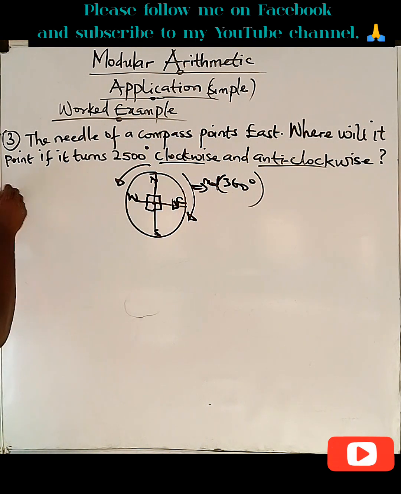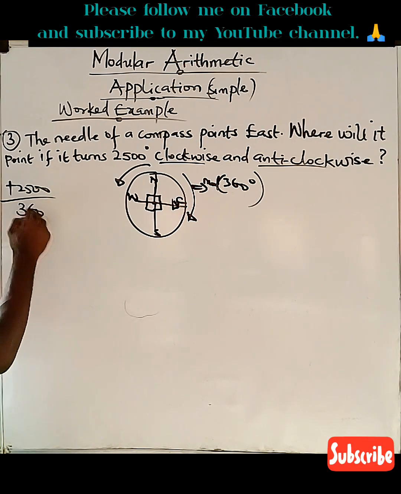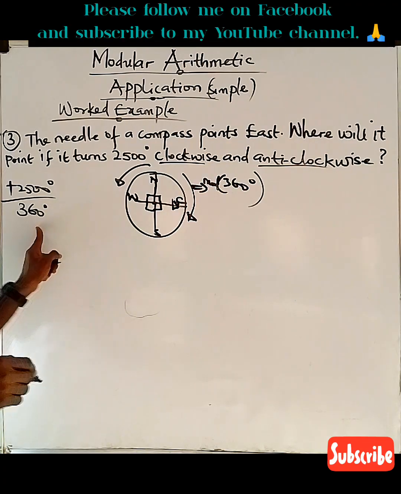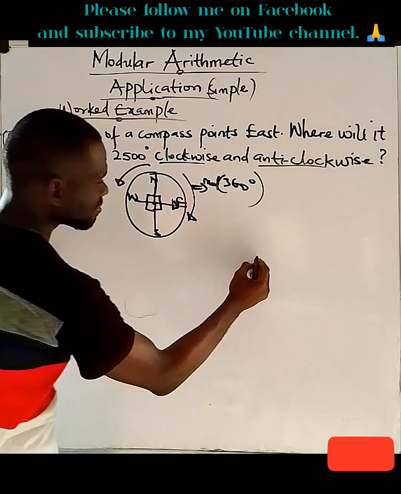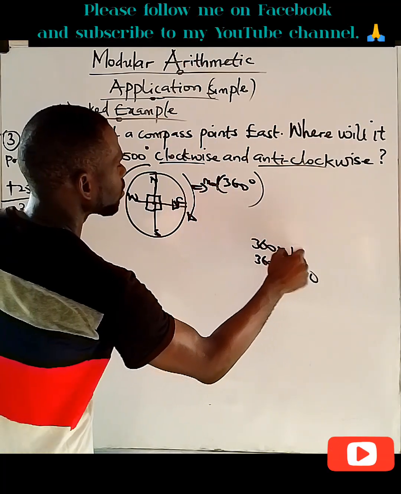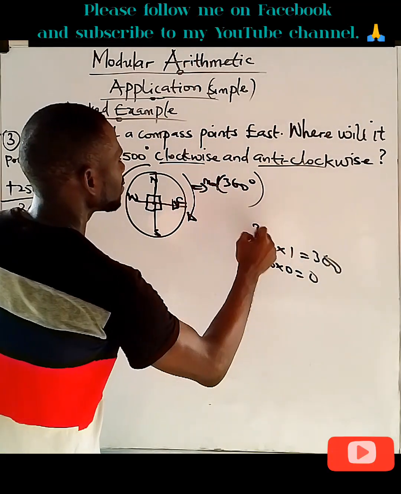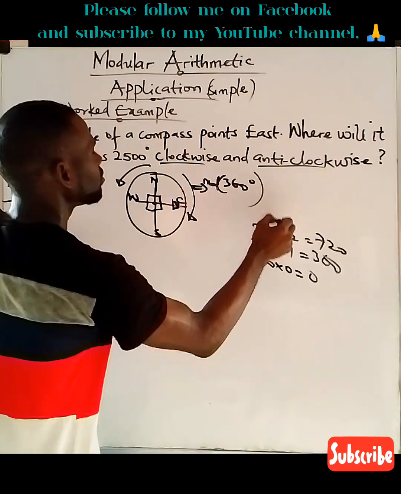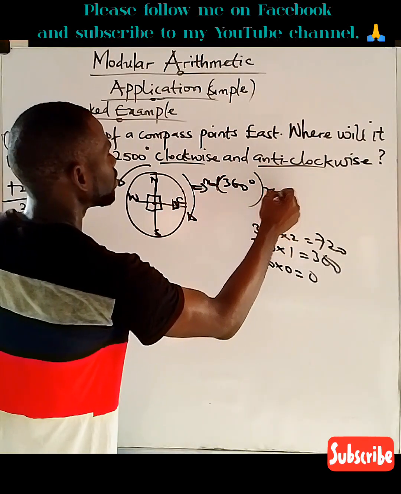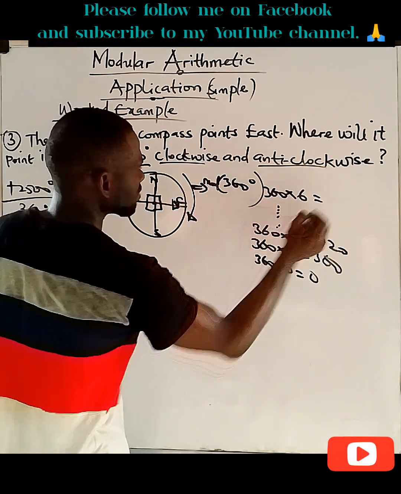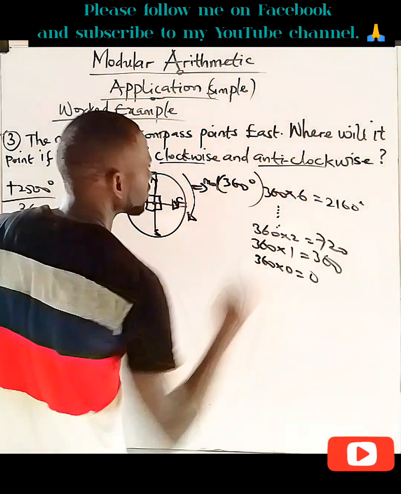So let's quickly do that. Plus 2,500 divided by 360 degrees. We're going to create a 360 times table and get the multiples. So 360 times 0 is 0. 360 times 1 is 360, 360 times 2 is 720 degrees. We're going to continue like that. Let's try it up to times 6. 360 times 6 will give us 2160 degrees.